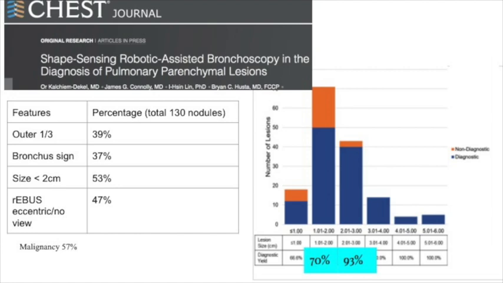And as you can see in this chart right here, the nodules from 2 to 3 centimeters have a fairly high diagnostic yield of up to 93% of the time. However, if the nodule is smaller, from 1 to 2 centimeters, the diagnostic yield drops down significantly to 70%.